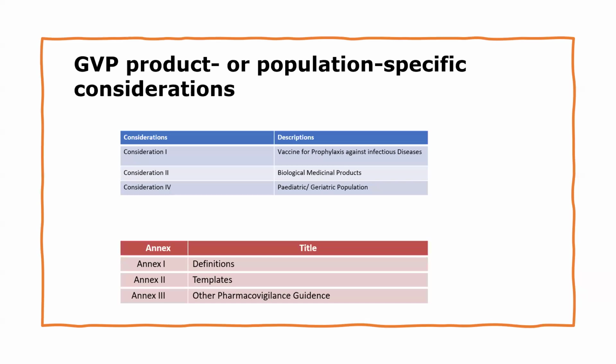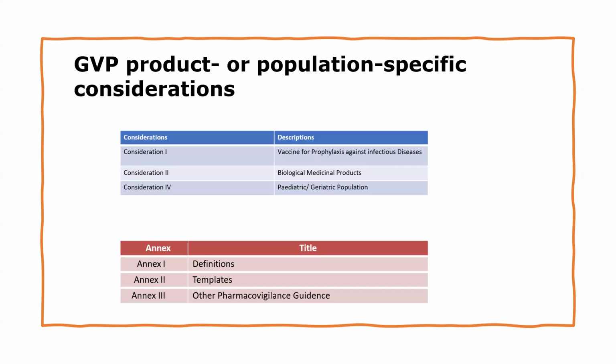So when we are saying the GVP module, the GVP module has certain considerations as well. What are those considerations? GVP modules have considerations based on the product and the population. Consideration one is for vaccines and prophylaxis against infectious disease. Consideration two is for biological medicinal products. There was a consideration three previously, but now it is obsolete, so instead of third we directly have consideration four, and consideration four is for paediatric and geriatric population.